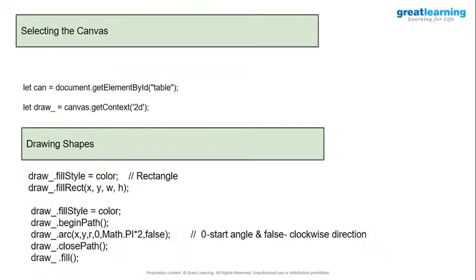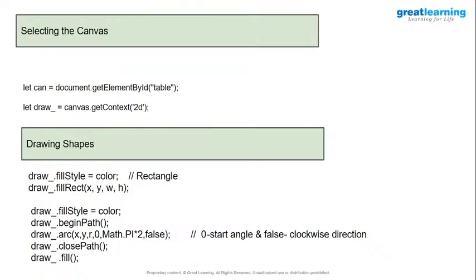Fill style will fill in the color, and after that beginPath. When you're trying to build a circle on the canvas, you need to call this function, beginPath, and then the closePath function. And after that, fill.